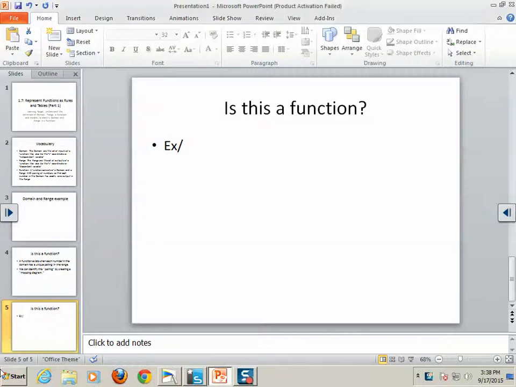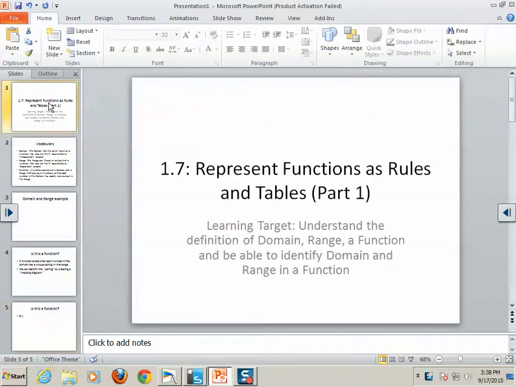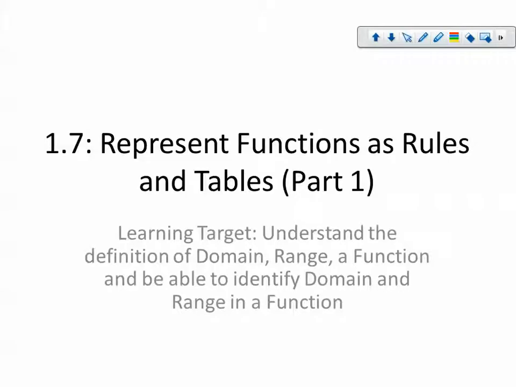All right, everybody, welcome. We are today going to be looking at 1.7. We're skipping 1.5 and 1.6. We're going to do 1.7, one of the last two sections from chapter 1 before we're kind of finished with our first section. This is called Represent Functions as Rules and Tables.